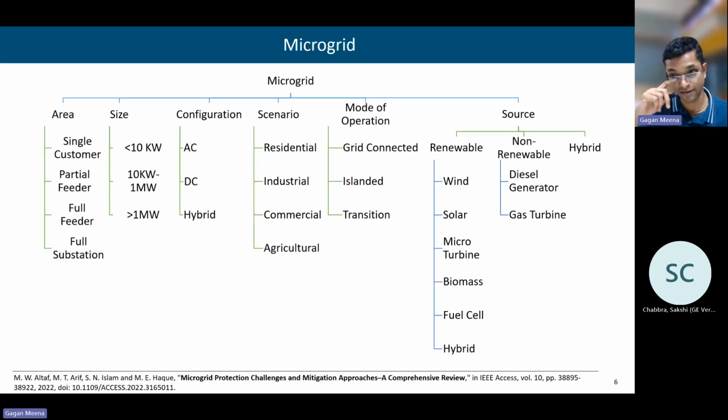Okay, we'll start with the overview of week 5. In week 5, the main topics discussed were islanding detection techniques for microgrid and introduction to protection in smart grid, the different challenges which are there because of increasing penetration of renewables.